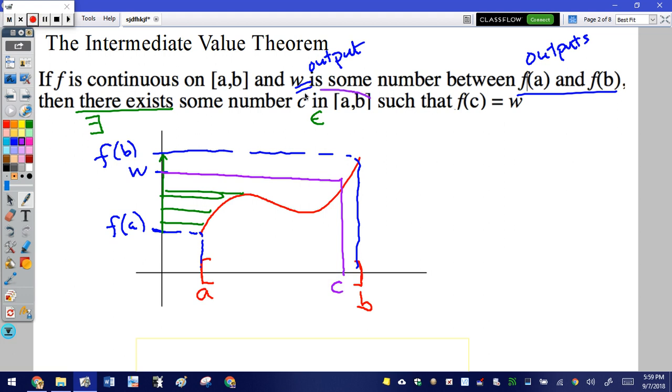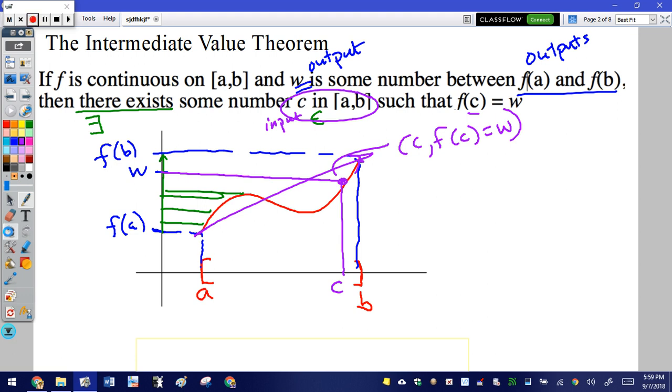Because c is in between a and b, that tells you that c is an input. And it says that f(c) must produce w, because the coordinates of this point must be (c, f(c)), and in this case f(c) is w. So it says that in order to go from f(a) up to f(b), or vice versa, you've got to pass through everything in between, or intermediate to those inputs. And the value that produces that output of w must also live in between a and b, because you can't get from here to here without going through every number in between, no matter how you connect those two dots.